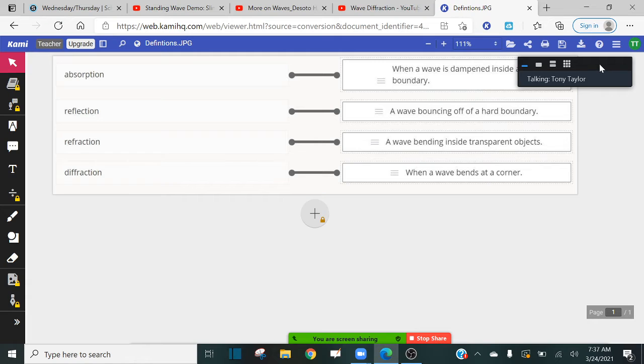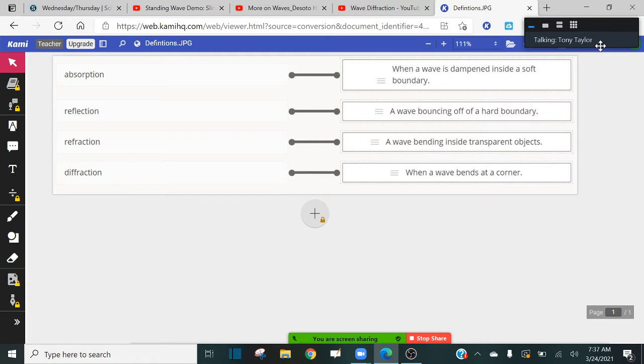In other words, wave action definitions. For today, there are four major definitions you guys need to know. I'm just going to give a simple definition at first, and then I'm going to go into more detail with each. You need to understand four terms: absorption, reflection, refraction, and diffraction. Absorption just refers to when a wave is dampened inside of a soft boundary. Reflection, a wave bouncing off a hard boundary. Refraction, a wave bending inside transparent objects. And diffraction, when a wave bends around a corner.